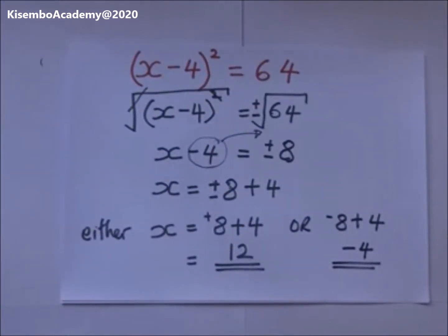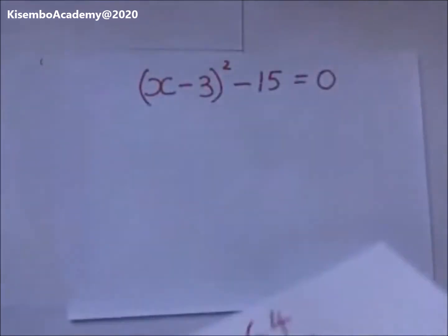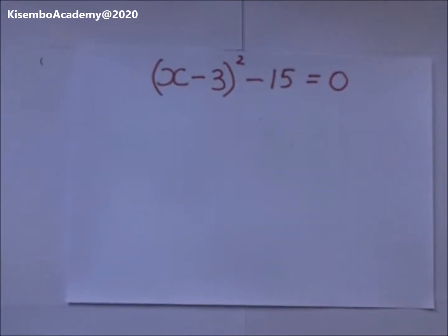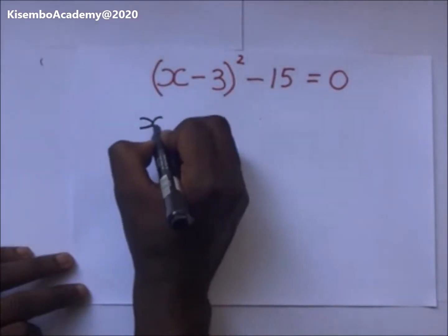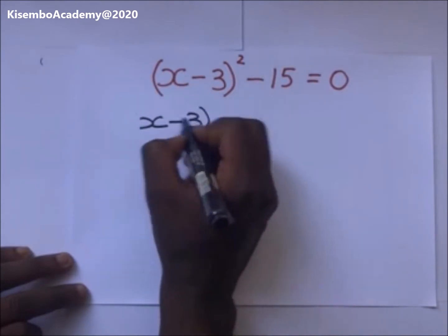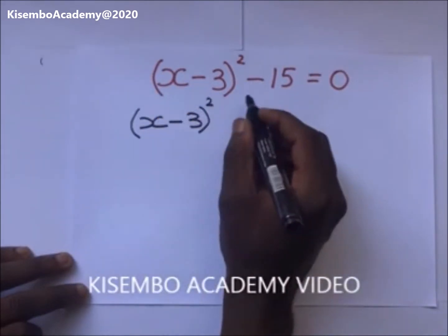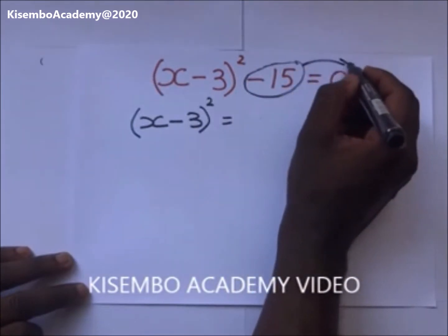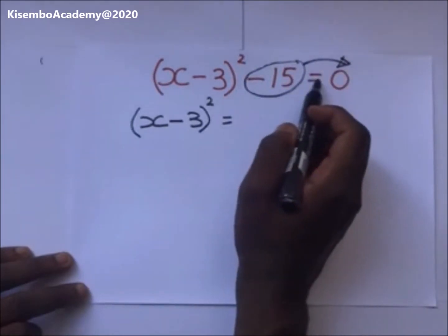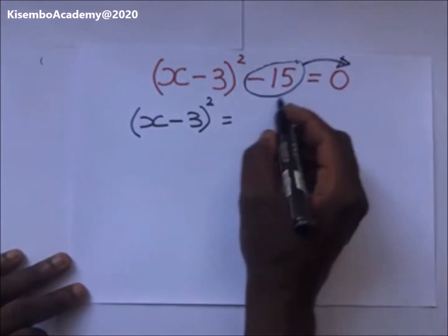We'll do one more example. We have this x minus 3 in brackets squared minus 15 is equal to 0. Still, we are going to rearrange it. We are going to say it is x minus 3 squared is going to be equal to this negative 15. Shift it that way. It was negative 15 here. When it crosses the equal sign and comes this way, it becomes a positive 15.